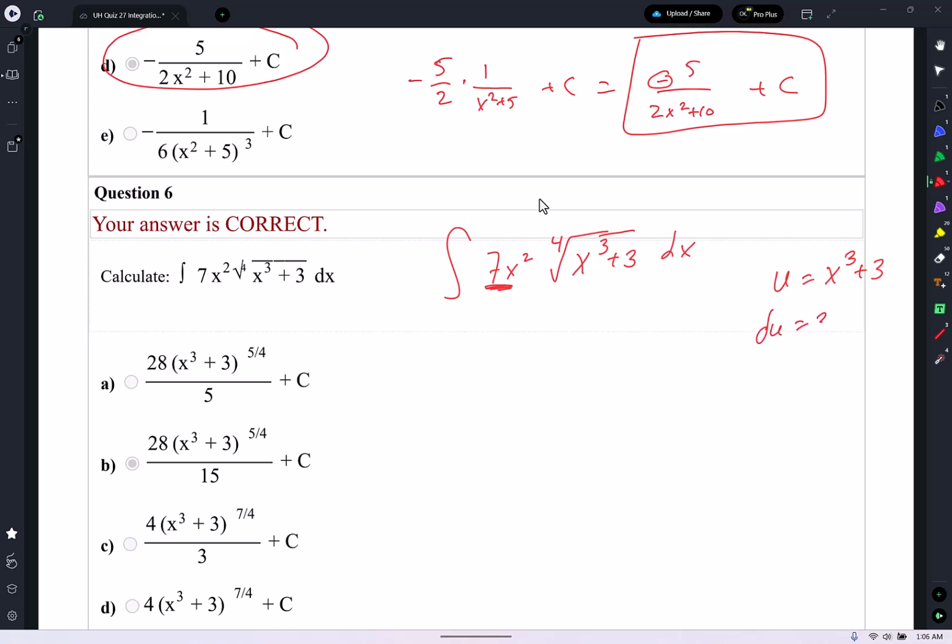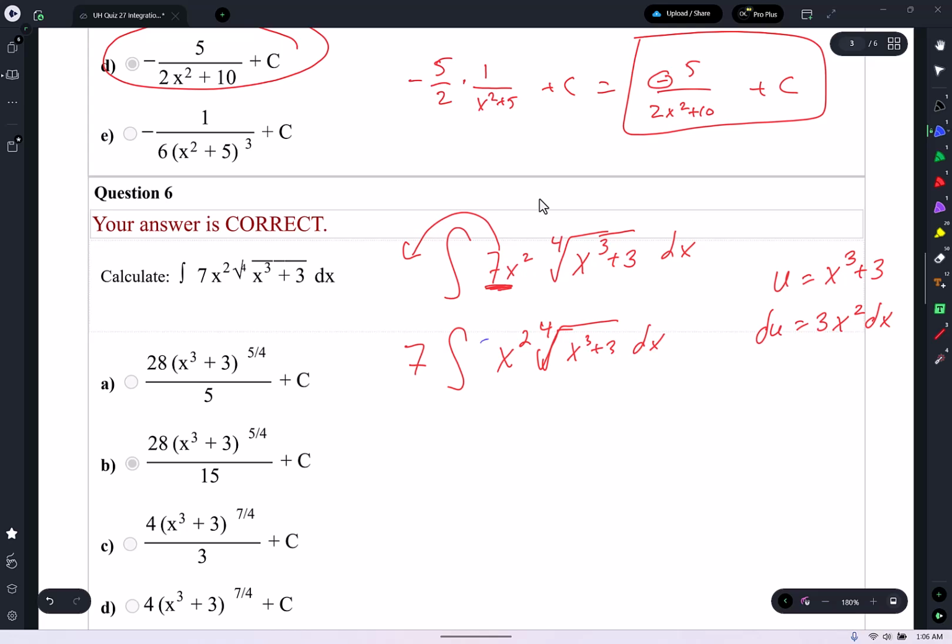So du is going to be 3x squared dx. I'm going to bring that 7 outside, 7 integral. And so I'm just rewriting this, guys. Fourth root of x cubed plus 3. So make sure that's the fourth root there, guys, dx. So here we go. I'm going to plug in a 3 here. So there's my 3x squared dx. So I need to put a 3 in the bottom. And I think we're good now.